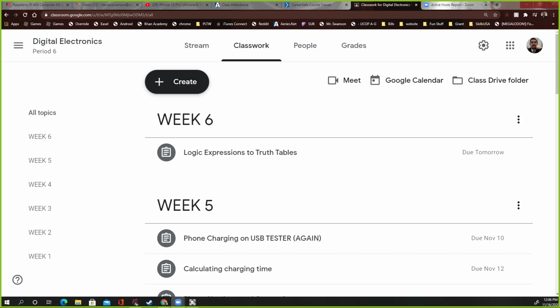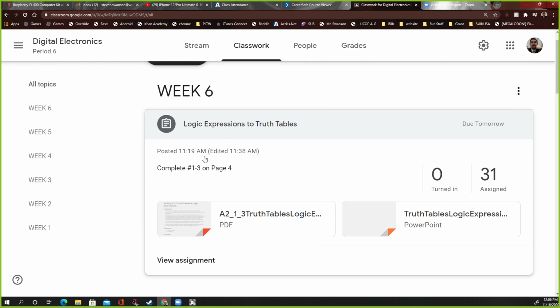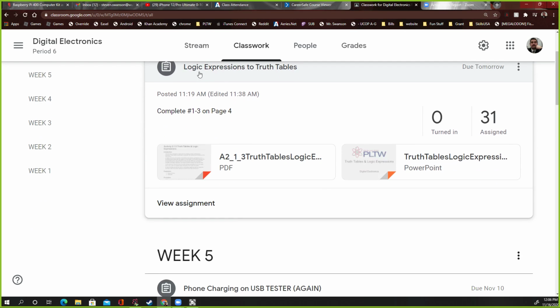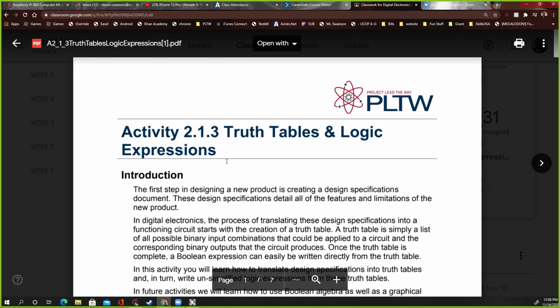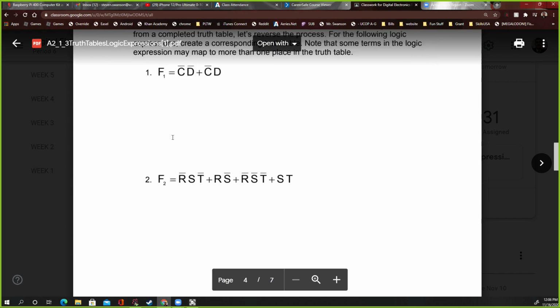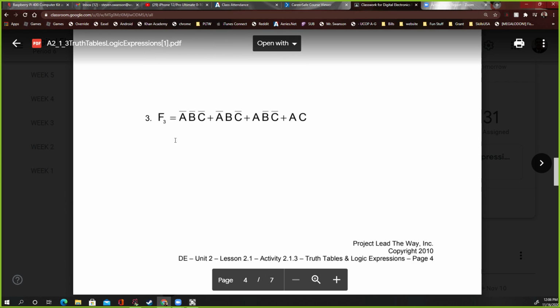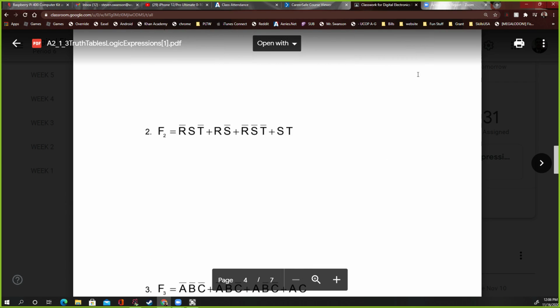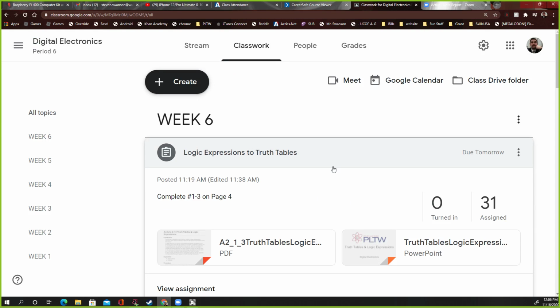So today's assignment, folks, is right here, doing the opposite from last time. Right now we're going logic expressions to truth tables. So the assignment, if you scroll down, starts on page 4, and so it's going to start here. So it's 1, 2, 3, these three right here. And this is just a PowerPoint.